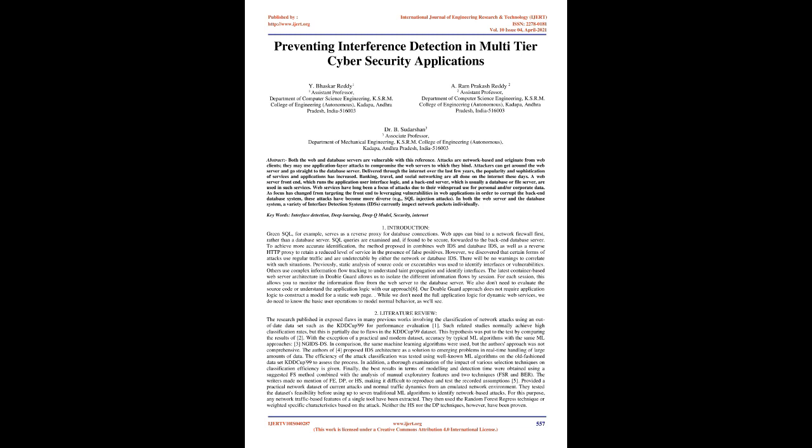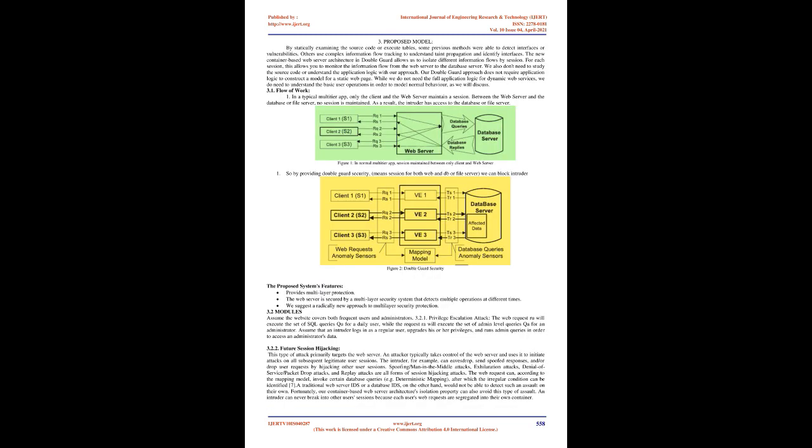2. Literature review. The research published exposed flaws in many previous works involving the classification of network attacks using an out-of-date data set such as the KDD Cup 99 for performance evaluation. Such related studies normally achieve high classification rates, but this is partially due to flaws in the KDD Cup 99 data set. This hypothesis was put to the test by comparing the results of typical ML algorithms with a practical and modern data set. In comparison, the same machine learning algorithms were used, but the author's approach was not comprehensive.